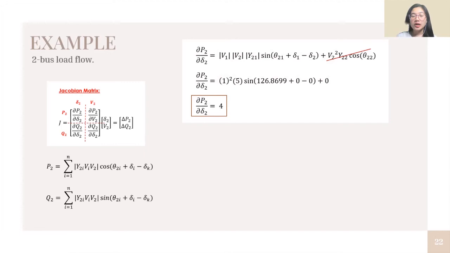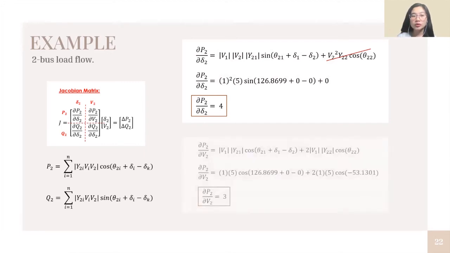Ito yung 4 natin. Okay, since may value na tayo ng J11, we are to solve for J12 right now. So, that's going to be partial of P2 over V2. By means of differentiating once again, makukuha natin itong formula na to. And for this formula, kailangan natin i-substitute yung values. V1 is 1, Y21 is 5, cos natin, then the angle is 126.8699. This delta 2 is 0 na siya. Then 2 times V2 is 1, Y22 is 5, and cosine natin is negative 53.1301, yung angle natin for Y22.